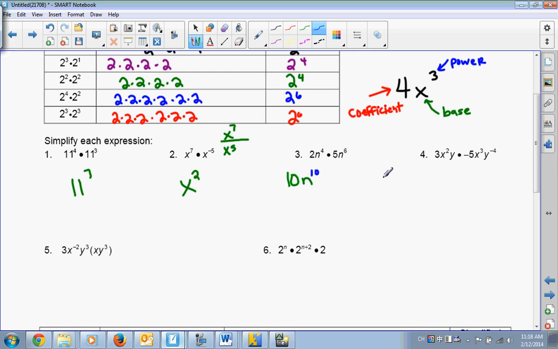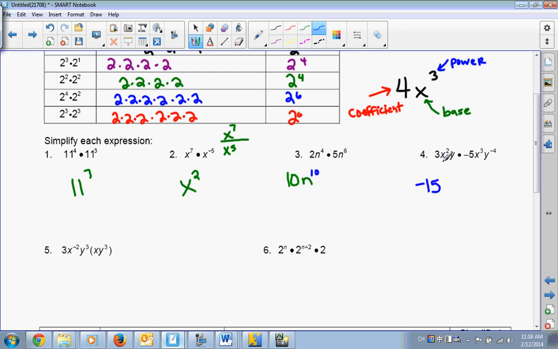Okay, same rules apply here. Don't freak out. We have some coefficients, the 3 and the negative 5. What do you do with the coefficients? Multiply them like regular old numbers. 3 times negative 5 is negative 15.